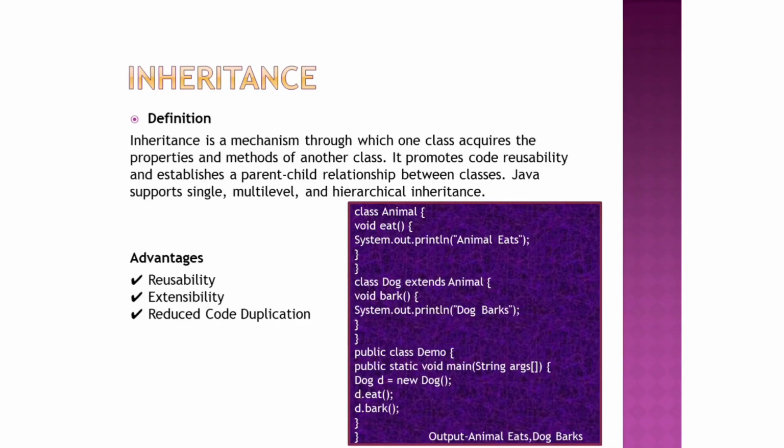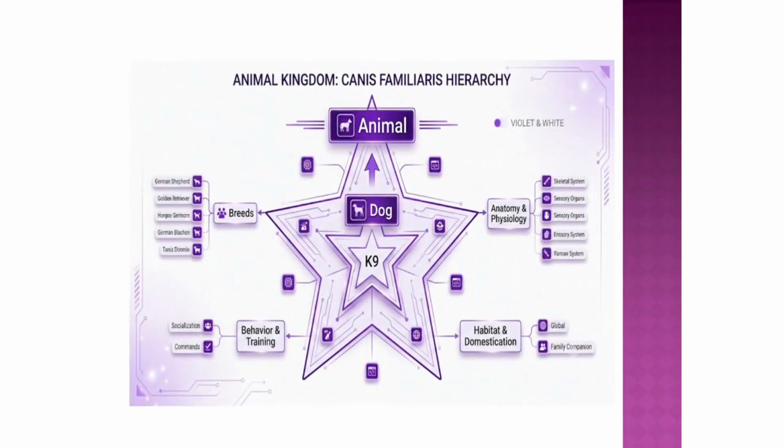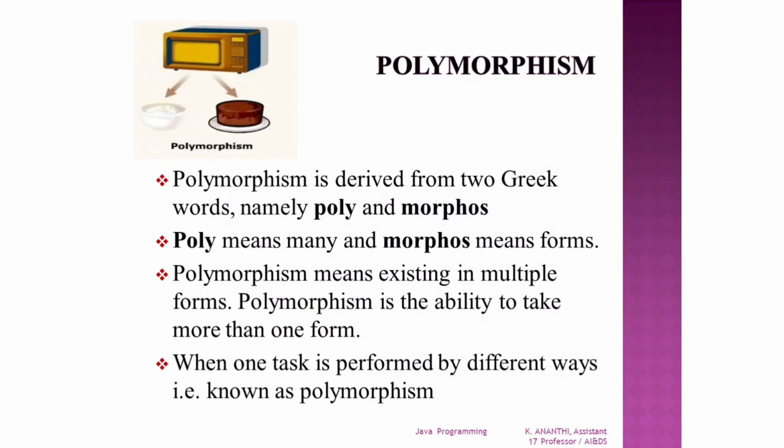Now we have learned how one class can inherit features from another class. The next concept is polymorphism. Many students find it difficult because of the name. But don't worry, once you understand the meaning, it becomes one of the easiest concepts in Java. The word polymorphism comes from the Greek words. Poly means many, morph means form. So polymorphism simply means one thing with many forms.